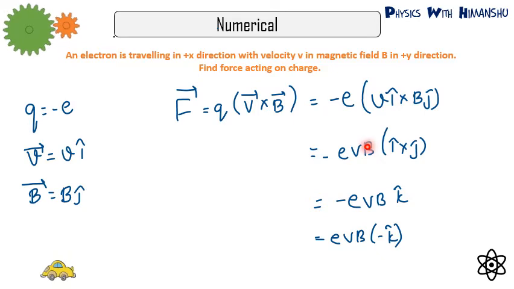So q will be minus e, v will be v i cap, B will be B j cap. Now v and B will come out, so it will be minus e v B, I cross J. I cross J is k cap. So force will be e v B in the negative z direction. You have to remember how to use this formula and how to put the units. You have to remember all these things.